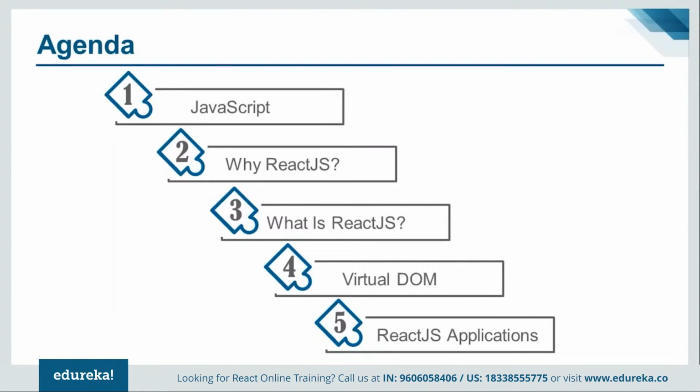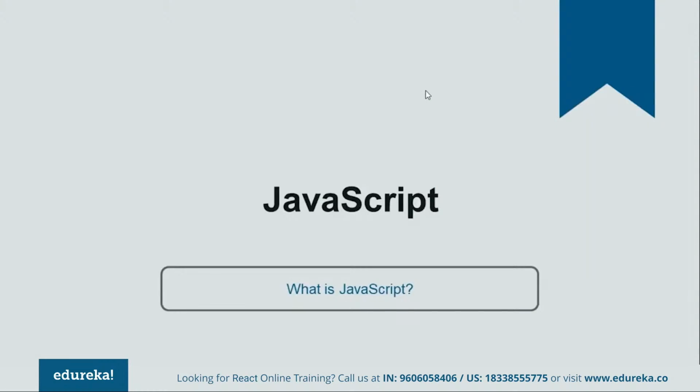This is basically the agenda for today's webinar. First section talks about JavaScript. The second section talks about why ReactJS is useful. The third section focuses on what is ReactJS. The fourth section focuses on the virtual DOM, and the final section talks about the different applications using ReactJS. So let's now move ahead to the first section, that is JavaScript.